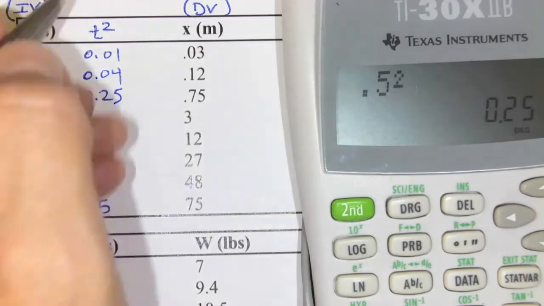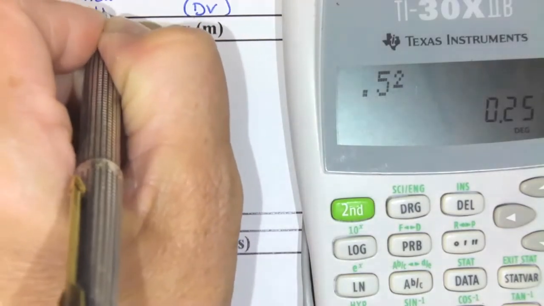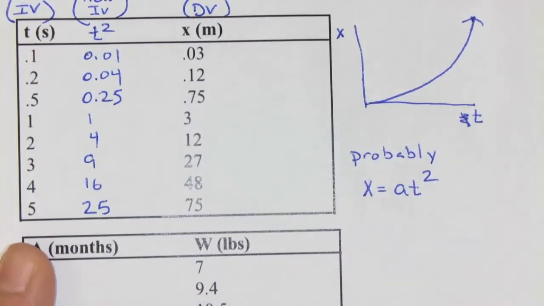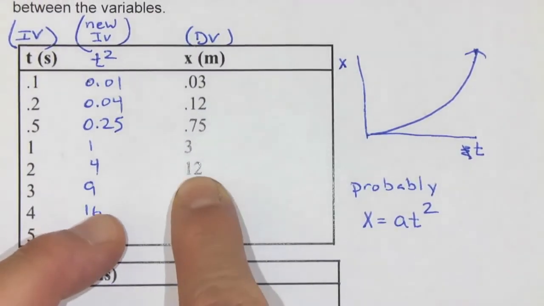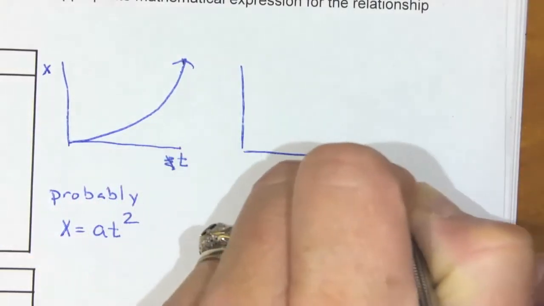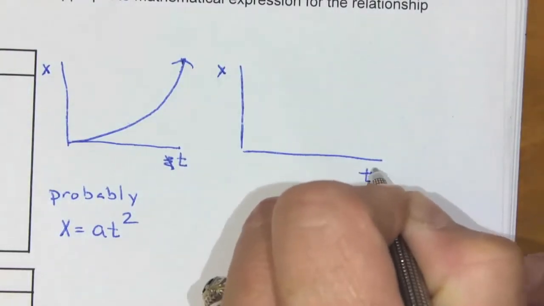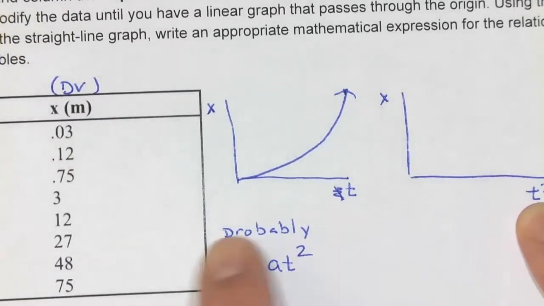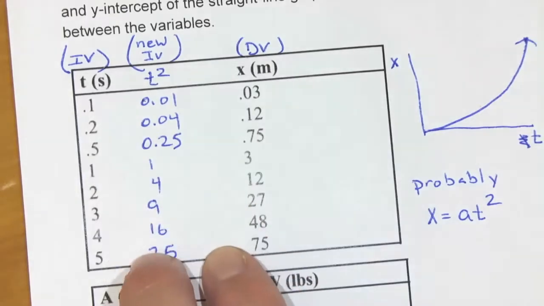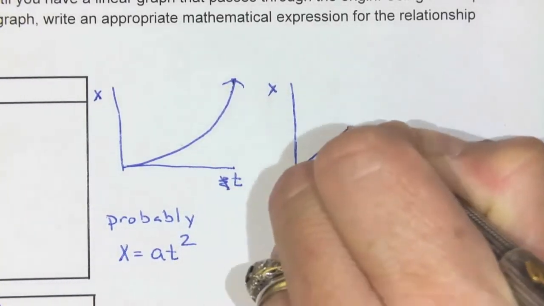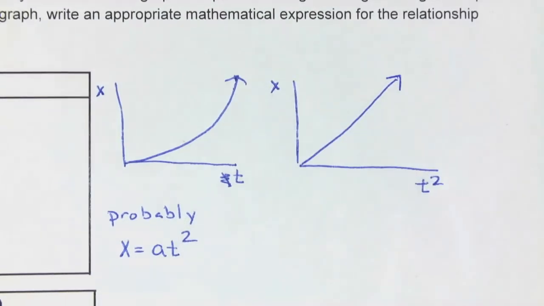With a new independent variable, replot the graph. Replot the new independent variable versus the dependent variable. You'll note that my t squared column takes the place of my t column. When you plot this data, you'll get data that is a straight line or is very, very close to it.